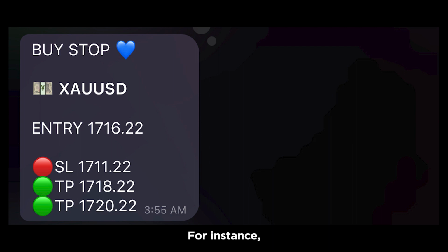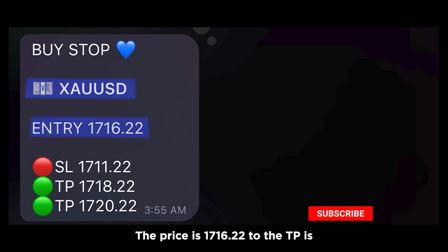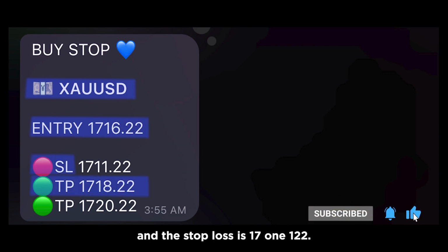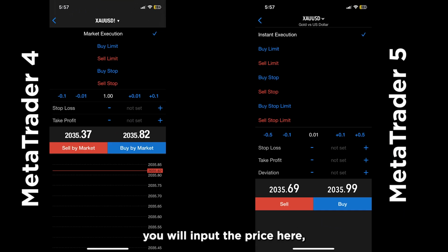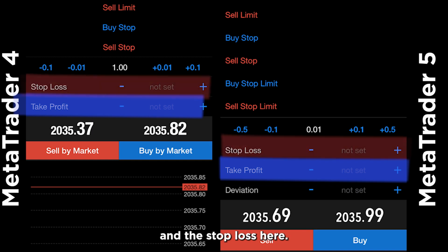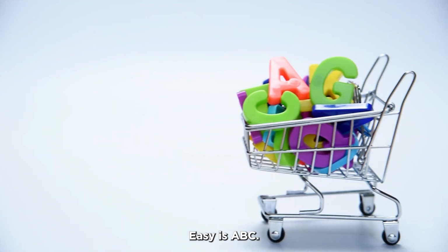Here is a signal for instance. It is a buy stop signal on XAUSD. The price is 17,116.22. The TP is 17,118.22, and the stop loss is 17,111.22. If you are to take this signal, you will input the price here, the take profit here, and the stop loss here. Easy as ABC.